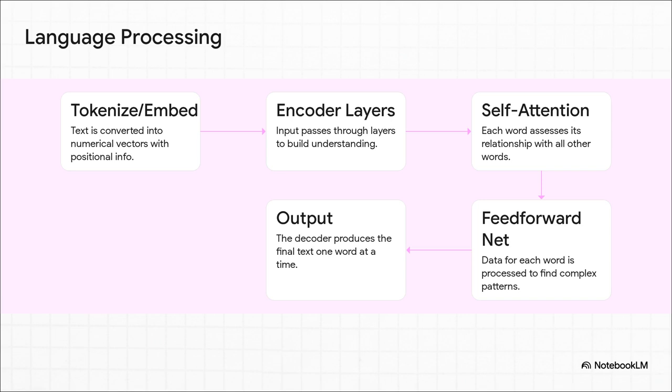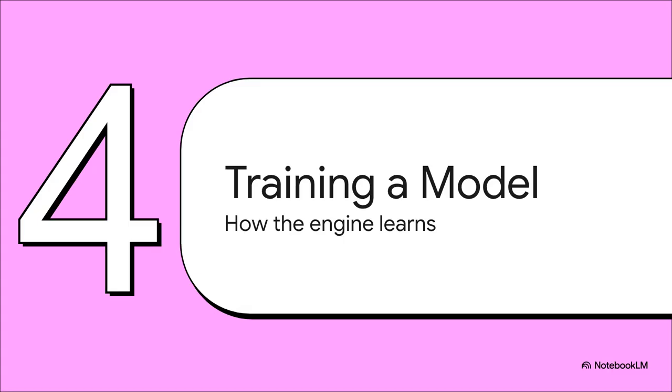Once the encoder stack has this complete, nuanced understanding, it hands it all over to the decoder, which then starts writing the output. But a brand new engine doesn't know how to do anything, right? So how does it learn? The training process is absolutely massive, but we can basically think about it in two main phases. First, it goes to school, and then it gets specialized job training.